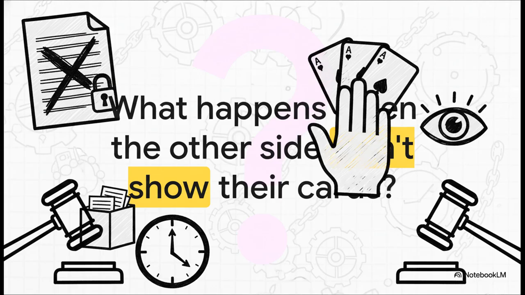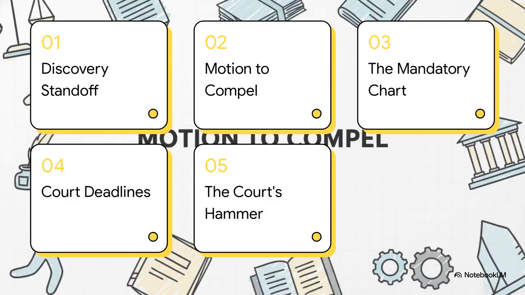Imagine you're in the discovery phase of a lawsuit. This is supposed to be all about transparency, right? But the other side is refusing to answer key questions. They won't hand over critical documents. Your case is just stuck. What on earth are you supposed to do? Well, don't worry, the rules of civil procedure have a very specific game plan for this exact problem.